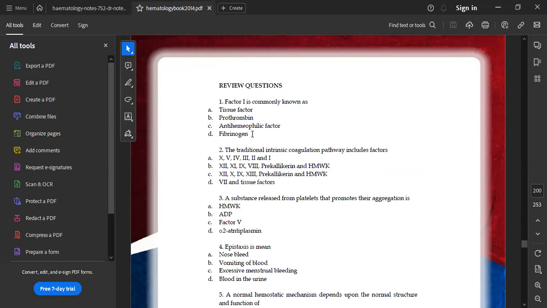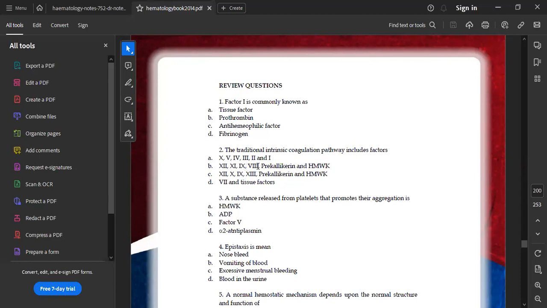Do you feel like you need to know the names of these factors? No, I don't think so. Just maybe prothrombin is factor 2. You can answer number 2: the traditional intrinsic coagulation pathway includes... You can say D is out, anything with 7 is out. 12, 11, 9, 8. The answer is B.